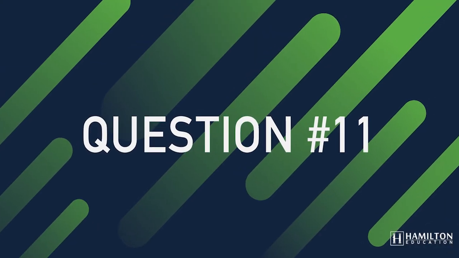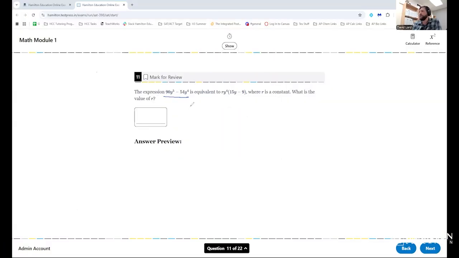Question number 11. The expression 90y to the fifth minus 54y to the fourth is equivalent to r times y to the fourth times a binomial, where r is a constant. What's the value of r? So what I need to do is factor out y to the fourth because we need to play the matching game. Instead of that, I could also multiply these two out. So whatever you find helpful, you should try. But I'm going to factor out y to the fourth.